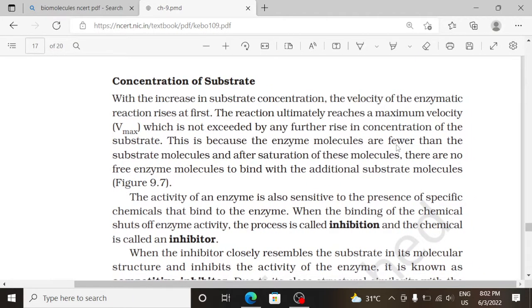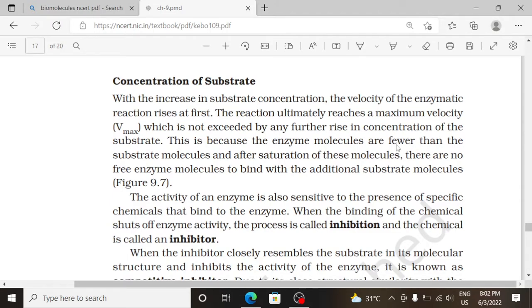Concentration of substrate. With the increase in substrate concentration, the velocity of the enzymatic reaction rises at first. The reaction ultimately reaches a maximum velocity, Vmax, which is not exceeded by any further rise in concentration of the substrate. This is because the enzyme molecules are fewer than the substrate molecules, and after saturation of these molecules, there are no free enzyme molecules to bind with additional substrate molecules.